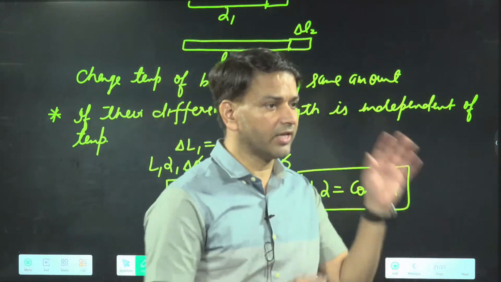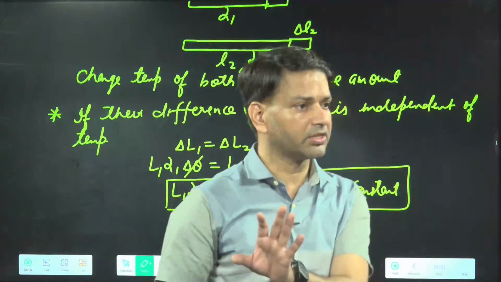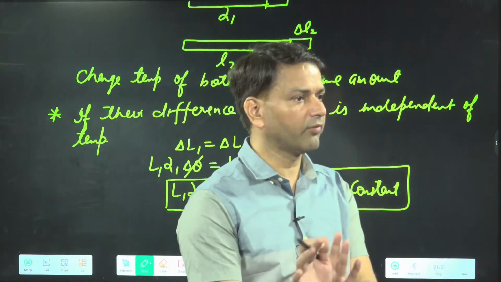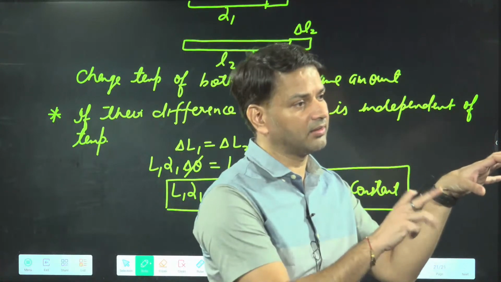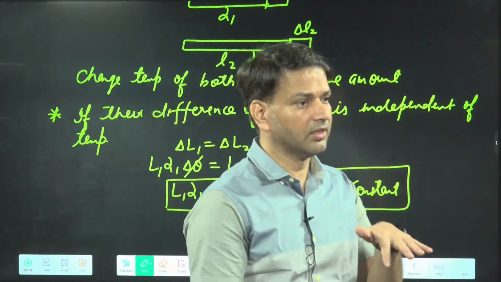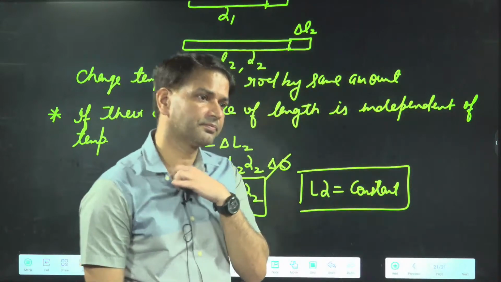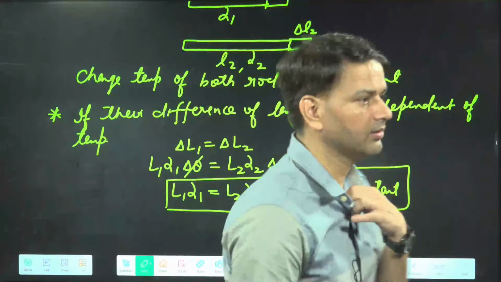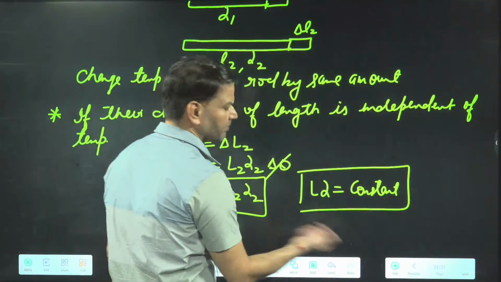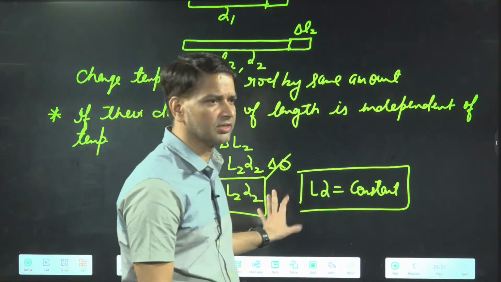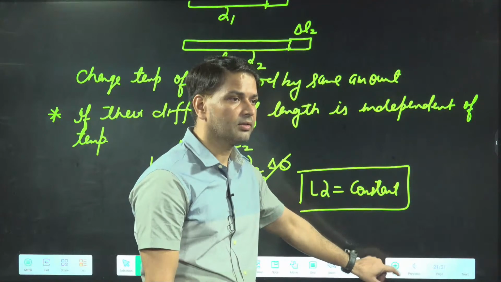So in that case, if they say the difference of length is independent of temperature, then L into alpha will be constant. The longer rod I will make from the material whose alpha is lesser, and the shorter rod with the material whose alpha is more. Understood? It is so simple: they will give L1, L2 and ask the ratio of alpha, so directly we can use this relation. No need to do questions on this. Completed.